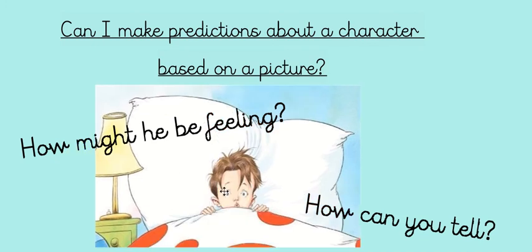Yes, you're right, his eyebrows are kind of pointing downwards on the sides there, aren't they? Sometimes that happens when we're feeling a bit frightened. And I wonder why he's got a lamp shining brightly by his bed. Maybe he's afraid of the dark. Good spotting for clues. Well done, everybody.